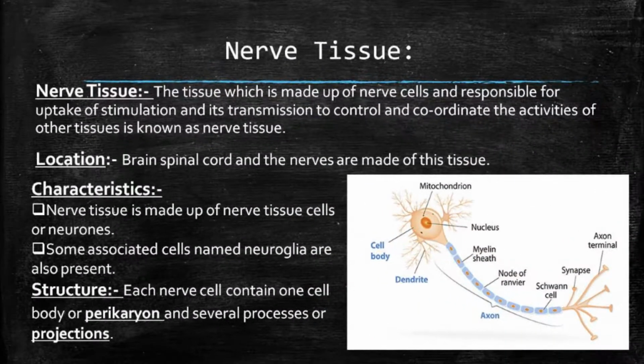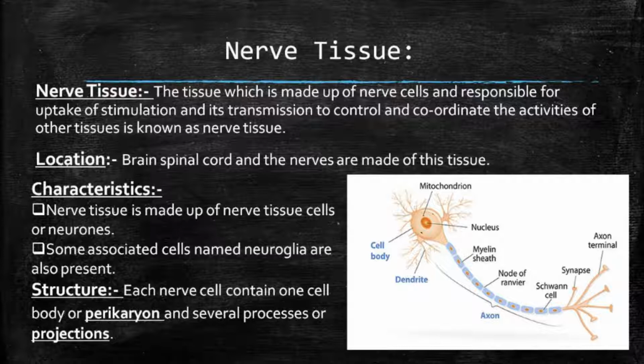The last and the fourth type of animal tissue is the nerve tissue. The tissue which is made up of nerve cells and is responsible for the uptake of stimulation and its transmission to control and coordinate the activities of the other tissues is known as nerve tissue. Brain, spinal cord and the nerves are made up of this tissue.